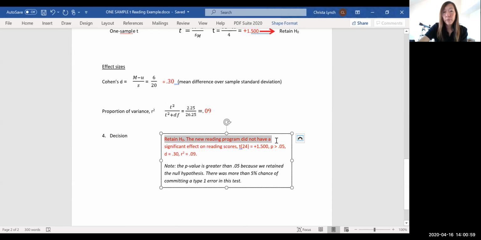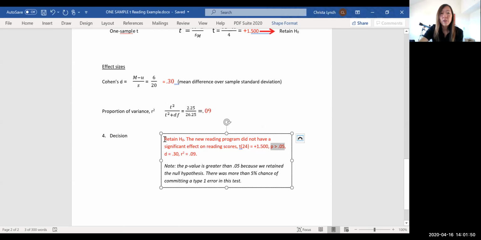We found that the reading program had no significant effect on the reading scores. This is the statistical sentence that peer reviewers like to see, because it validates what you said you found. Here are the values that prove that. So we're going to put our t-statistic equals, in this case, positive 1.500, and in parentheses we're going to put the degrees of freedom. Then our p-value, which is going to be the same as our alpha, 0.05, but depending on whether we retained or rejected the null, this directional sign changes.